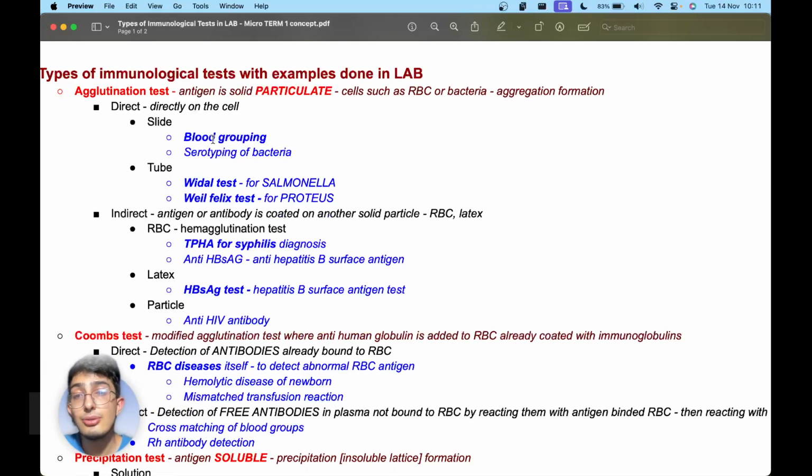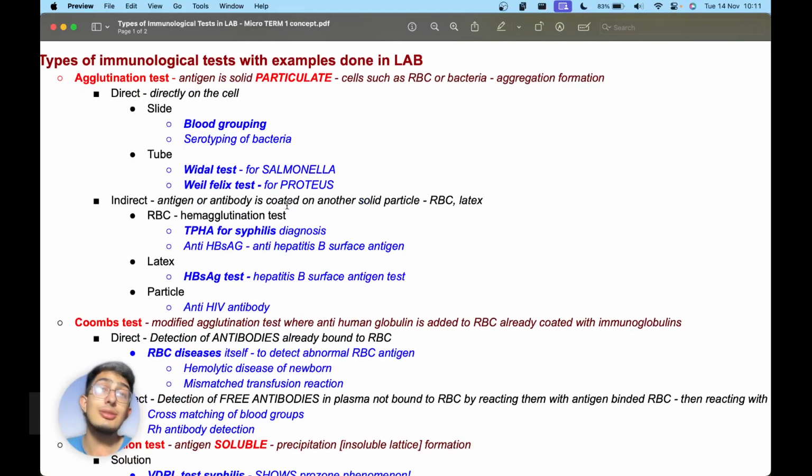We can do it on a slide, and we can do it in a test tube as well. If you do it in a tube, it's a tube agglutination test. Important examples are blood grouping, the Widal test for salmonella, and the Weil-Felix test for Proteus. These are important examples that you need to remember.